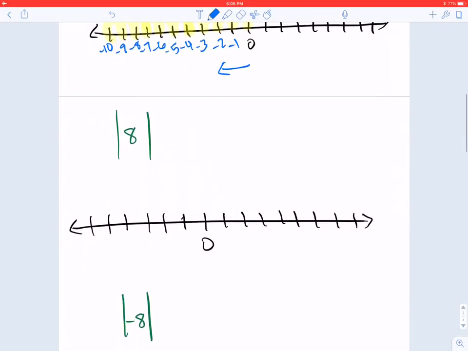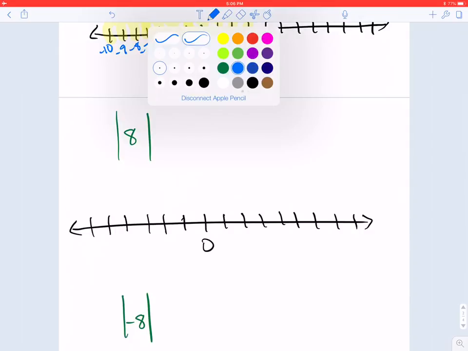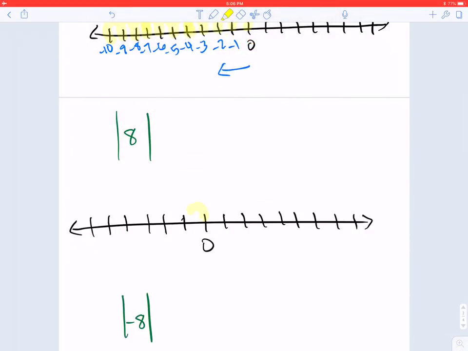What about 8? This is +8. 1, 2, 3, 4, 5, 6, 7, 8. I hopped 8 spaces. Let's just double check. And from 0, it's exactly 8 spaces. Doesn't matter that it's positive. We're just looking how far from 0.